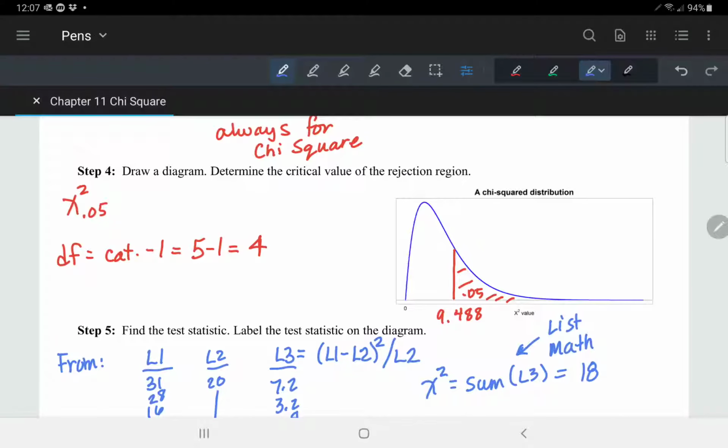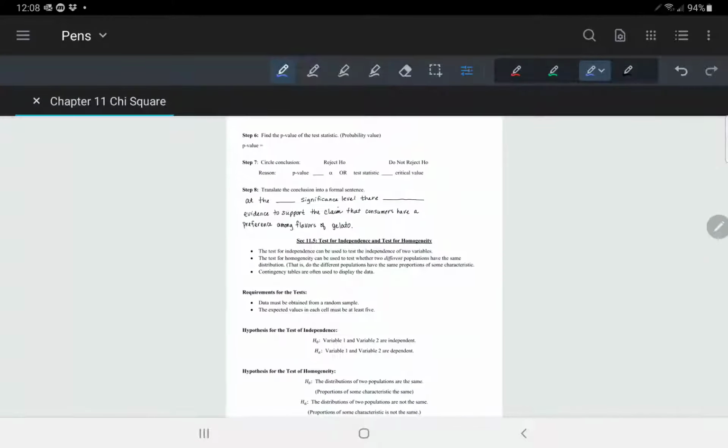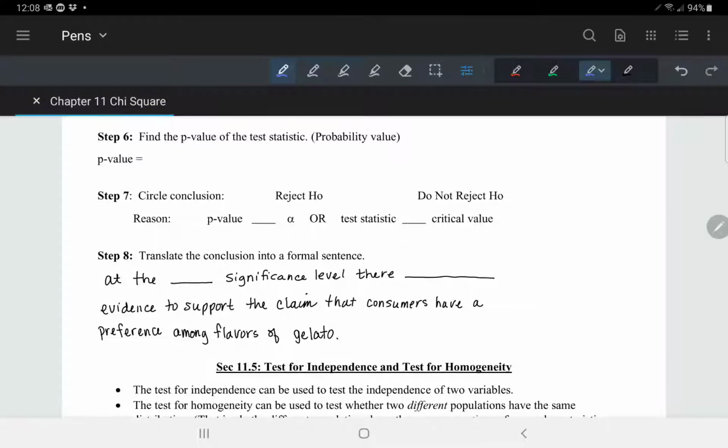Oh, we should probably put it in there. And I think it's pretty clear again, this is well into the rejection region. So just using the test statistic and critical value method, we will be rejecting the null hypothesis. But we can also do it with the probabilities. So let's go to the next page. We can find the p-value of the test statistic. For that, we'll use our chi-squared CDF. We start at 18 and we go to infinity. And we have 4 degrees of freedom.